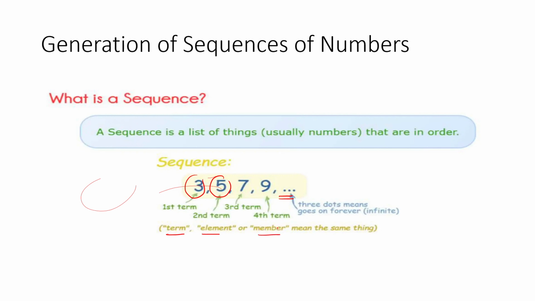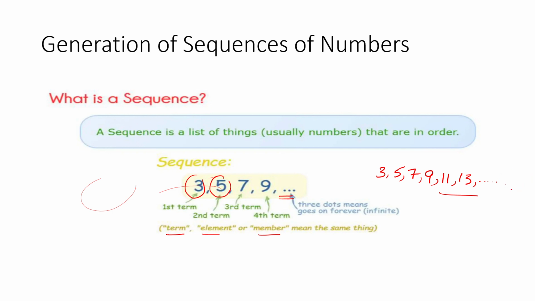So 3, 5, 7, 9, then the next element can be 11. The next element can be 13. So like that it is going on. So that is an infinite sequence because it can go up to infinity.